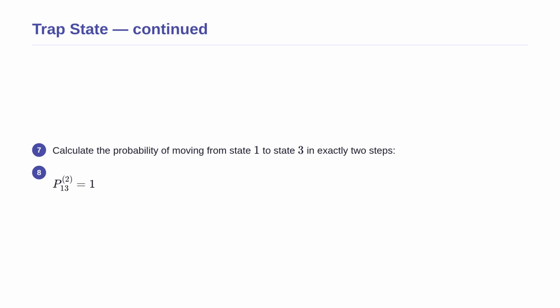Continuing our analysis, we need to calculate the probability of moving from state 1 to state 3. We know the system is forced to move from state 1 to state 2 on the first step, and then from state 2 to state 3 on the second step. By multiplying these guaranteed events together, we find that the two-step probability, P13 superscript 2, is exactly 1. Because this probability is greater than 0, we have mathematically proven that state 3 is absolutely accessible from state 1. You can definitely reach the trap.